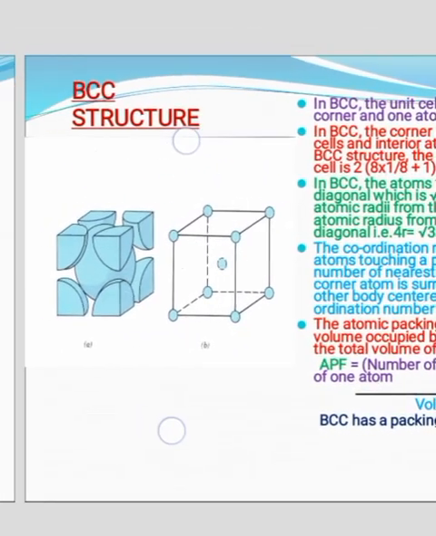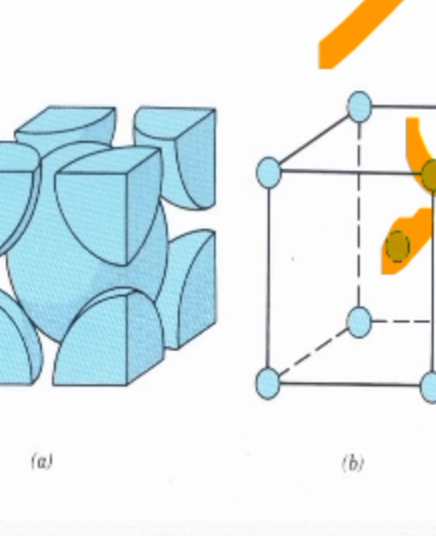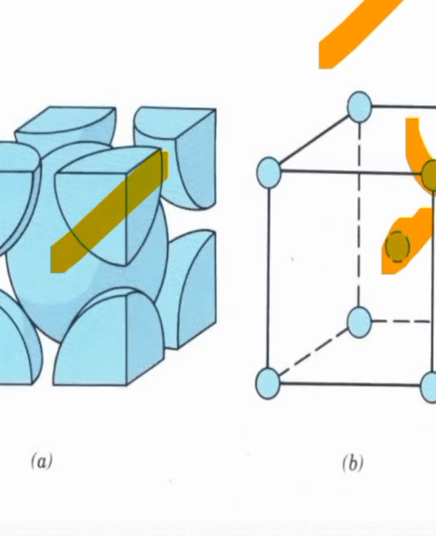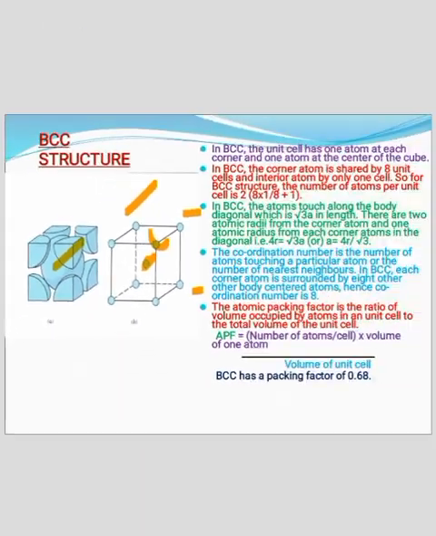You see the body-centered cubic structure. These are all the corner atoms, with the center one being the body-centered atom. Here you see the body-centered structure. All the corner atoms are quarter atoms. This is the arrangement of the BCC structure.